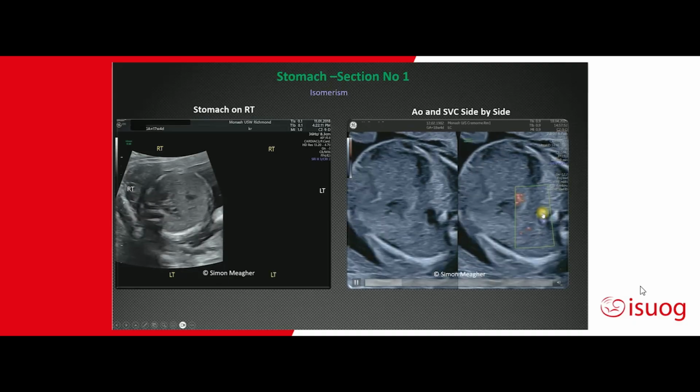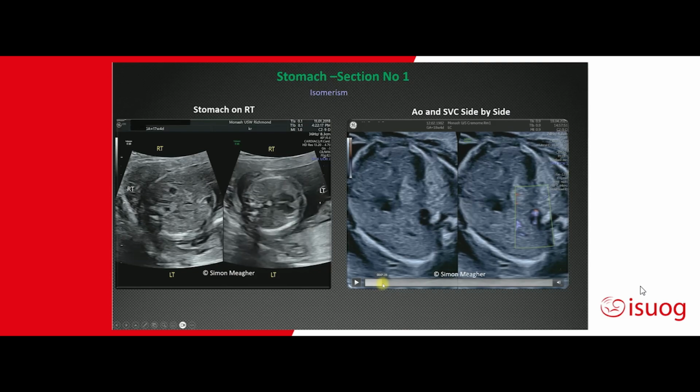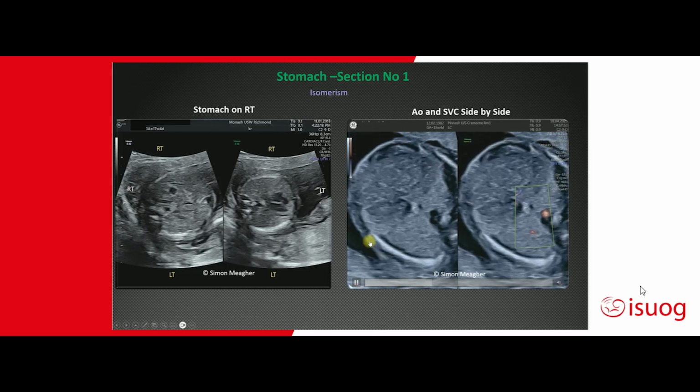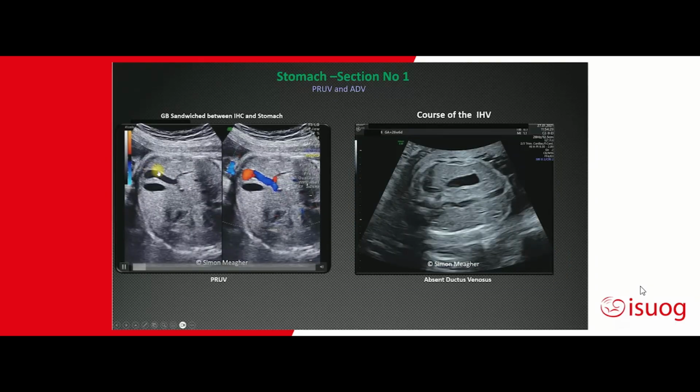When you see the aorta and the IVC side by side, you need to be suspicious about this, because the IVC should be anterior and to the right. They should not be side by side. So seeing them either side by side or one on top of the other will lead you to suspect left or right atrial isomerism.